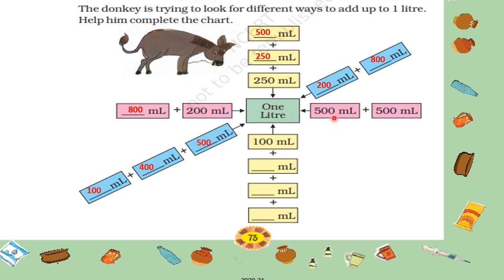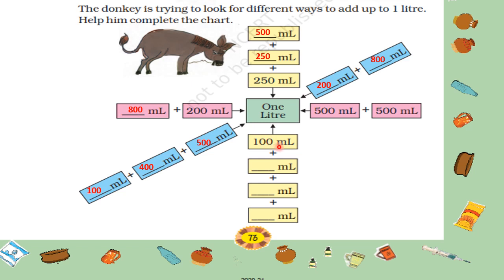Here 500 ml plus 500 ml is equal to 1000 milliliter. This 500 ml is also called half liter. Half liter plus half liter. Half means 1 upon 2. Okay. So 1 upon 2 plus 1 upon 2 is 1 liter.